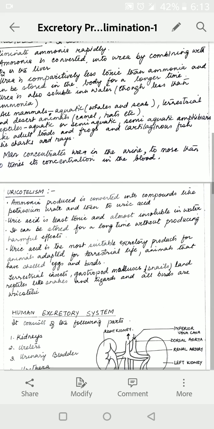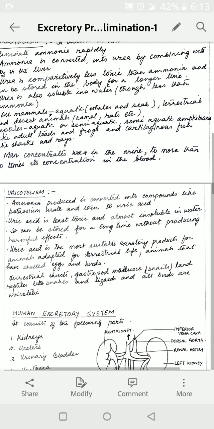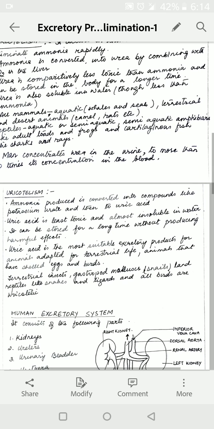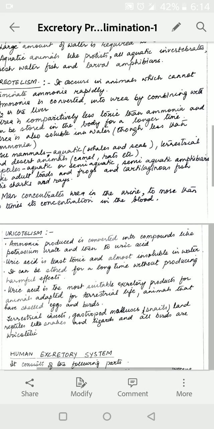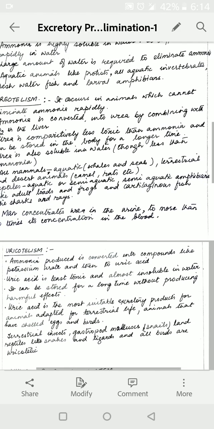So basically this was an introductory class today about the different kinds of excretory products that are produced in animals, and in the next class we will be discussing the human excretory system in detail.